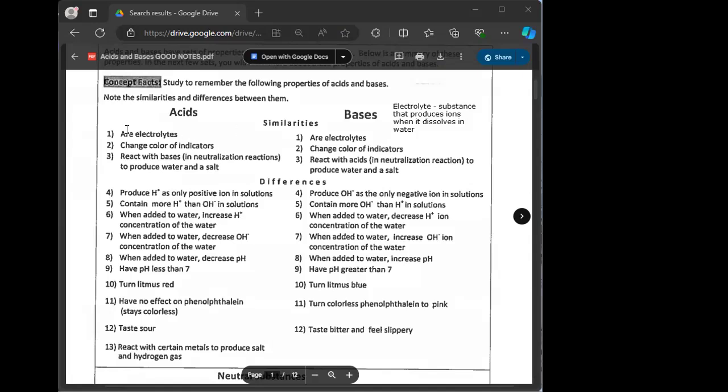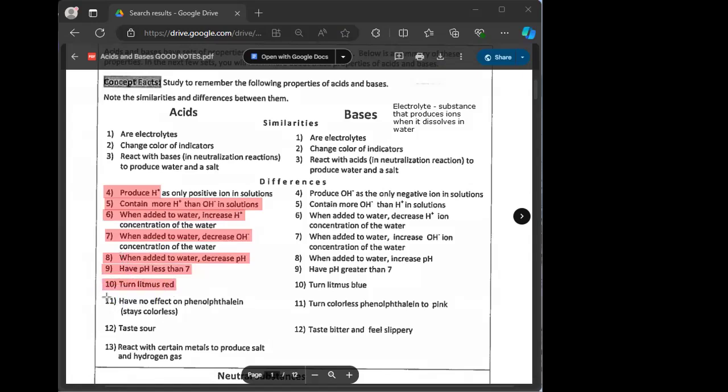Okay, then the rest of these properties, you need to know them backwards and forwards and upside down for both acids and bases. So for example, acids produce hydrogen ions when they dissolve in water. Acids will always contain more H than they do OH. When added to water, they increase the hydrogen ion concentration, decrease the OH minus ion concentration, decrease the pH, and they have a pH of less than 7.